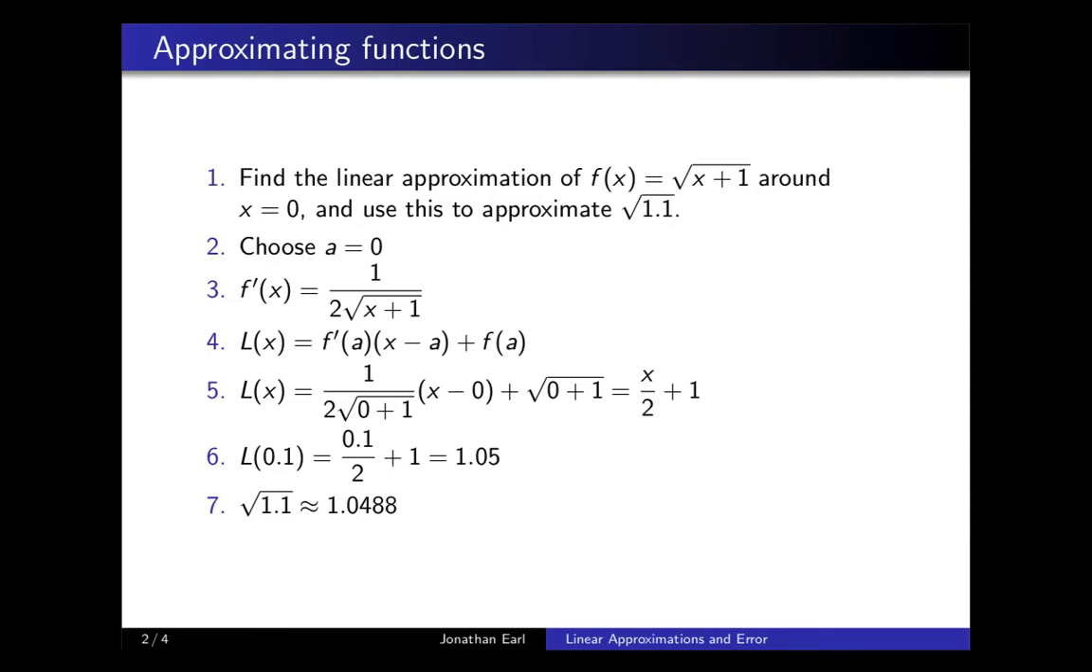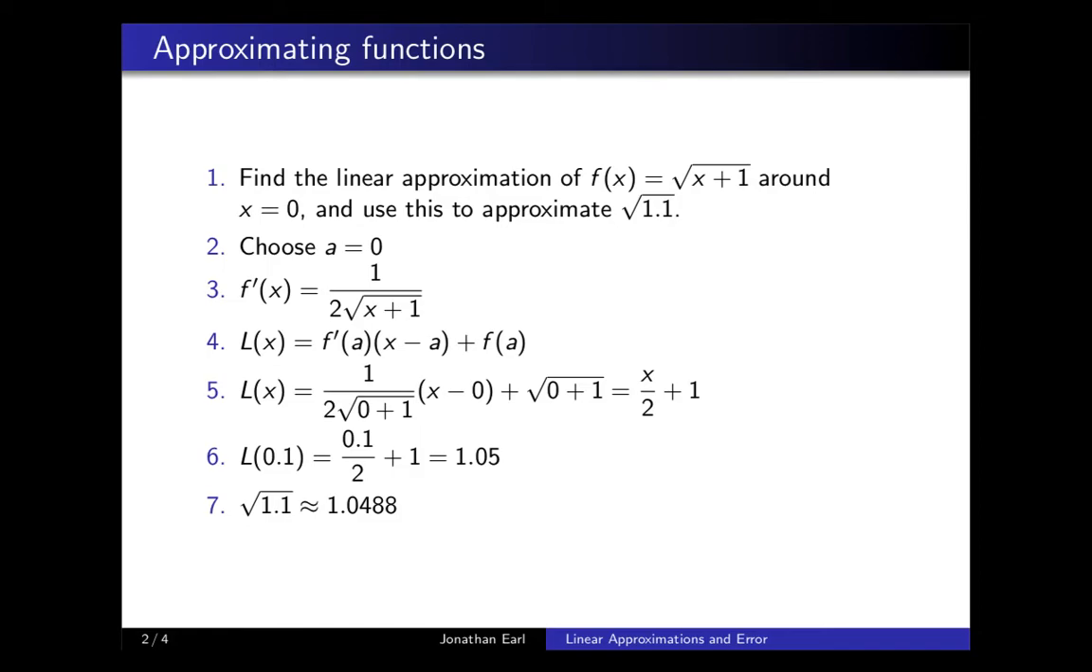So what we're going to do is we're going to have a equals 0, and we're going to find our derivative, which is just 1 over 2 times the square root of x plus 1. And then we're going to put everything into our tangent line equation. So f prime evaluated at a will give us 1/2. Then we'll have x minus 0 plus the square root of 0 plus 1. So our linear approximation will be x over 2 plus 1.